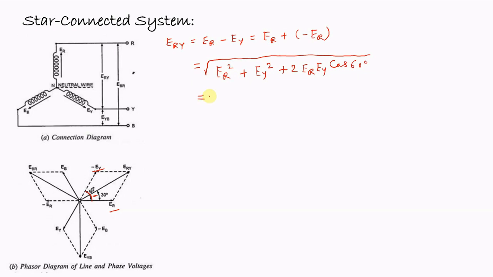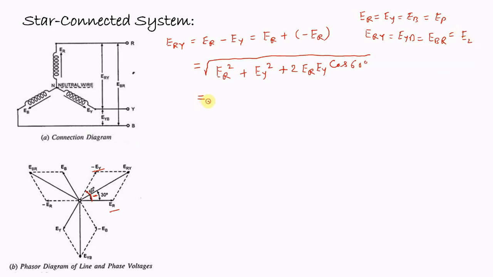As we have already considered, ER is equal to EY is equal to EB, and that is the phase voltage that we have already considered. ER is equal to EY is equal to EB, and it is considered as a phase value. And similarly, ERY is equal to EYB is equal to EBR, and it is considered as a line value.